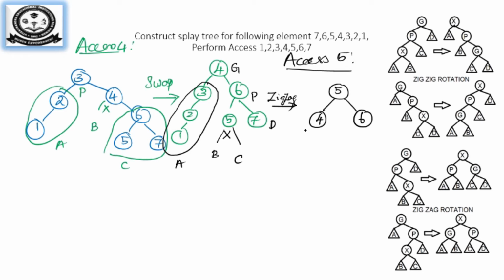So what is A? 3, 2, 1 is A. So you will have 3, 2, 1. Okay. So next one is B. I don't have B. I don't have C, but I have D. So D is 7. So this is the diagram for access 5.